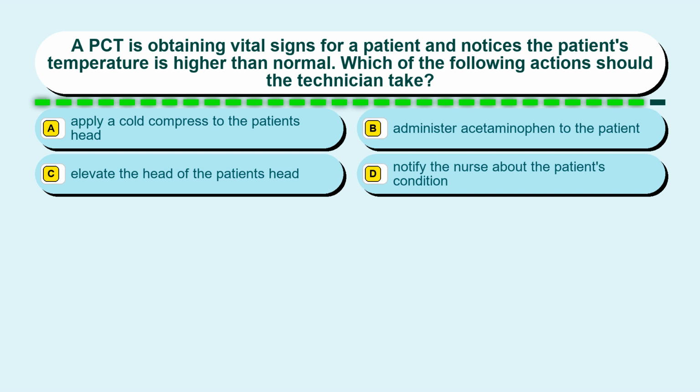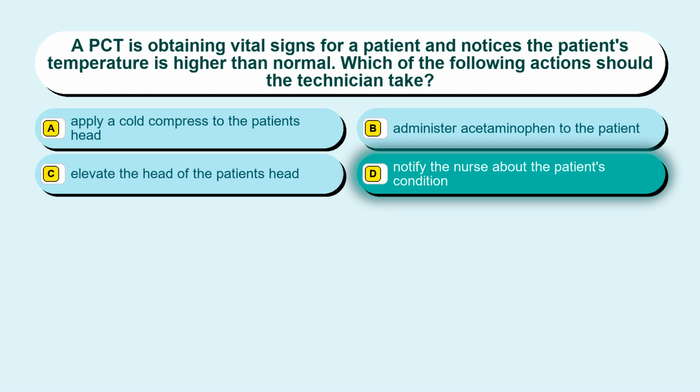Question 21. A PCT is obtaining vital signs for a patient and notices the patient's temperature is higher than normal. Which of the following actions should the technician take? Option A, apply a cold compress to the patient's head. Option B, administer acetaminophen to the patient. Option C, elevate the head of the patient's bed. Option D, notify the nurse about the patient's condition.